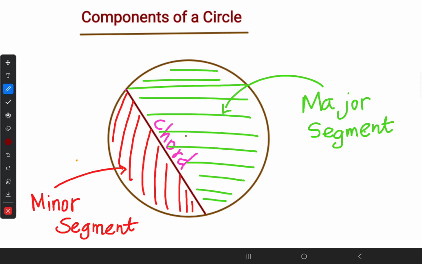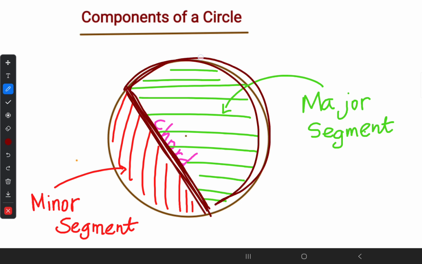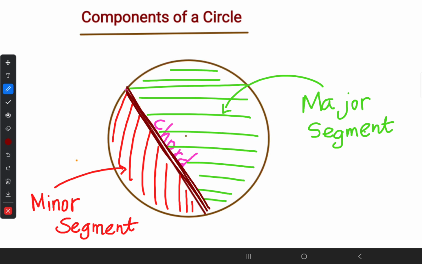The area which is bounded between chord and minor arc would be the minor segment. Likewise, if the area is bounded between chord and the major arc, that is defined as major segment. Bounded means the boundaries.